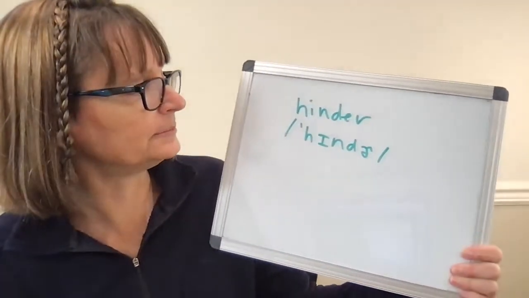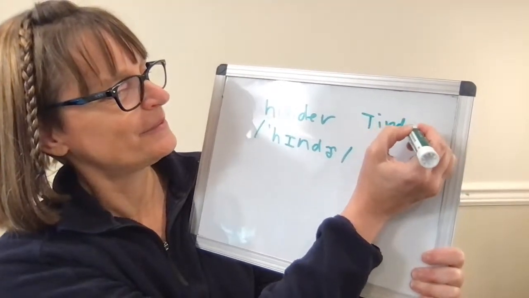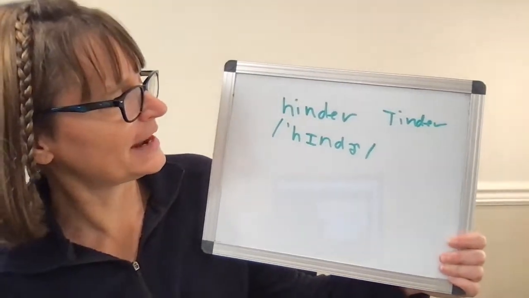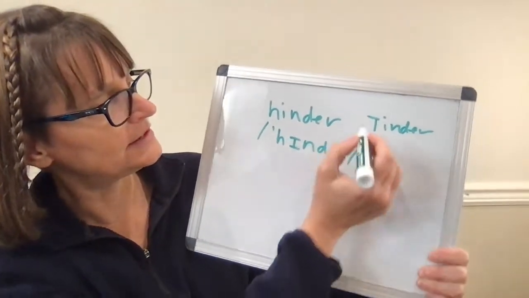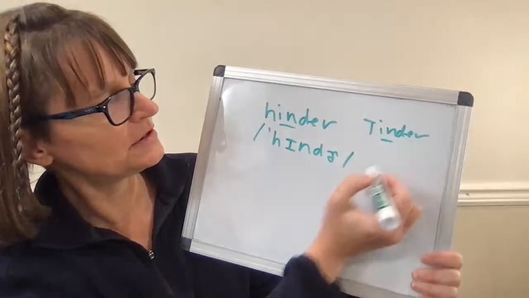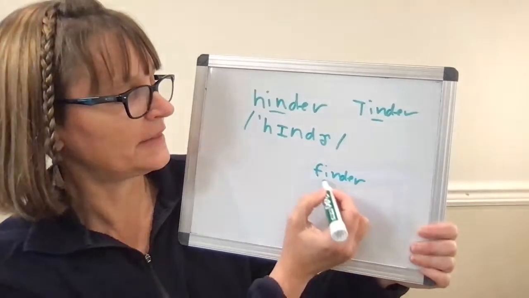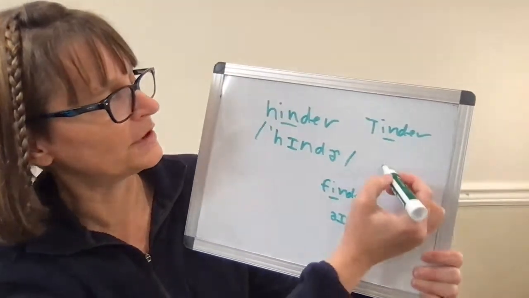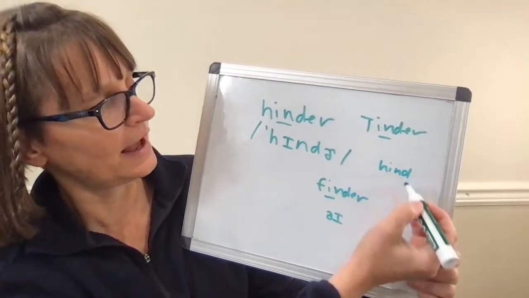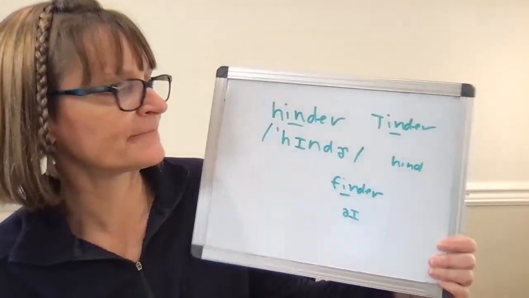Hinder. Rhymes with Tinder. Maybe you have heard of that app. It's got the same sounds as Tinder. It is not the same as a word like finder. That has the I diphthong. So even though we have the word hind, like hindquarters, in hinder, it sounds like an I sound.